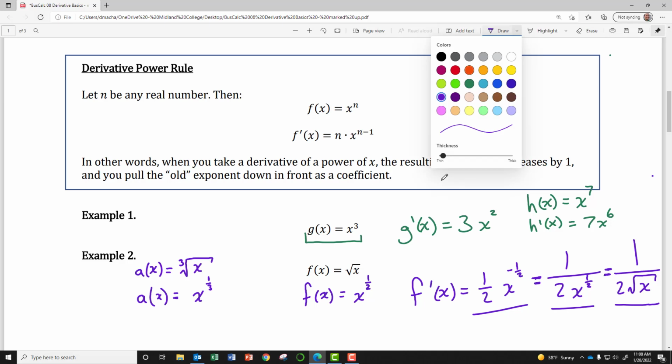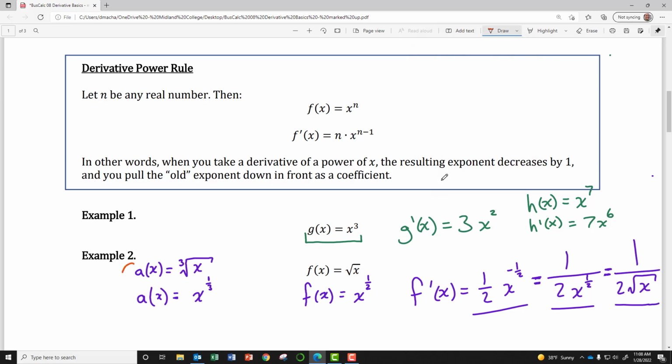And likewise with our other example, our a of x example, that means a prime of x, we can use the power rule and say that this would be 1/3 times x to the negative 2/3 power, because 1/3 minus 1 would be negative 2/3. And you could write it like this, and that would be a perfectly acceptable answer, or you could write 1/3 times x to the 2/3 power in the denominator.